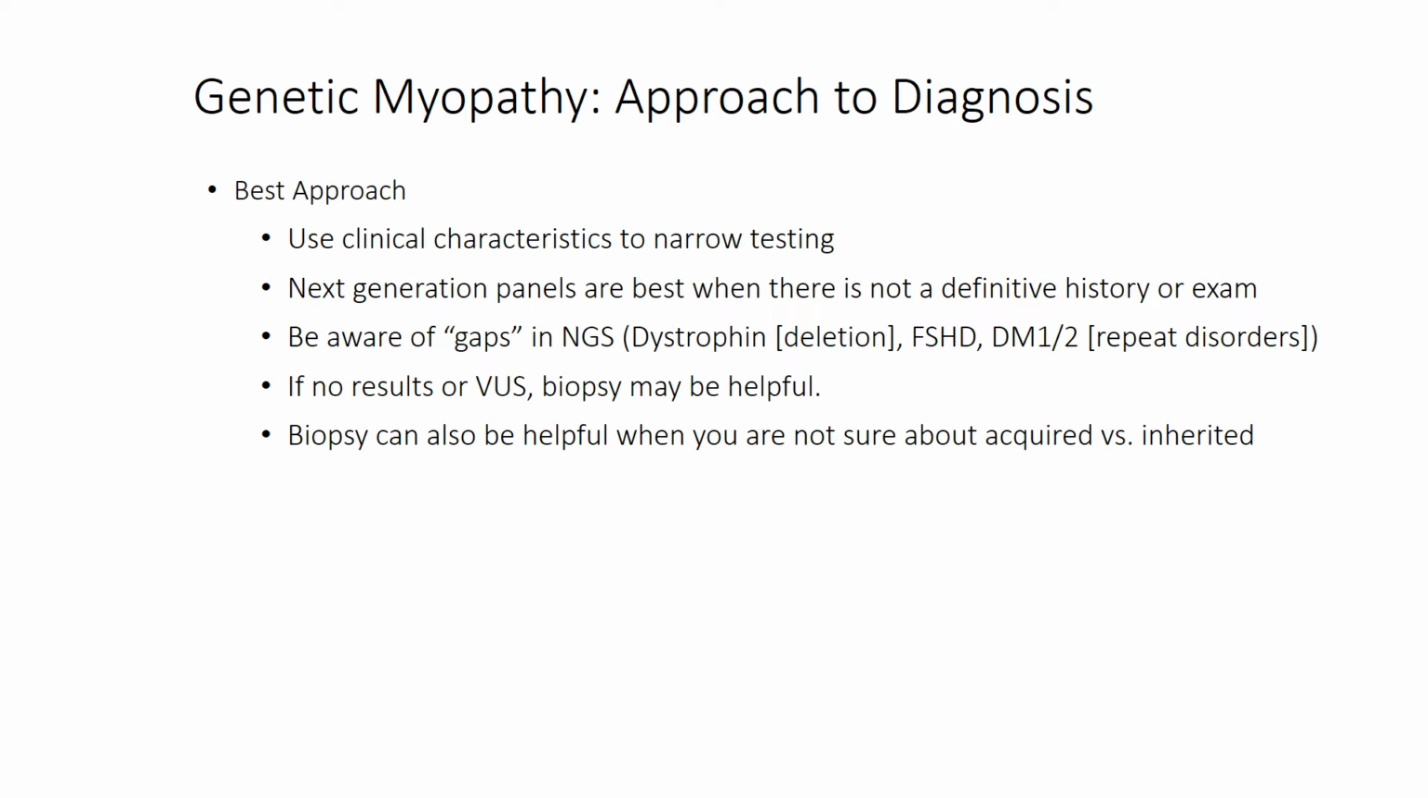Now we tend to send these next generation panels in which they cover all of the genes of interest, provided they're not repeat disorders. The other thing you have to be aware of is whether or not deletion and duplication testing is being done, because you'll miss large deletions or duplications on just standard next generation sequencing. We have inverted things in that we used to do biopsies for basically all patients with muscle disease, but now we often skip the biopsy and go straight to genetic testing, and then if there's no results or there's a variant of undetermined significance, we perform a biopsy. And obviously, if we're unsure whether or not something is acquired versus inherited, we often find the biopsy helpful.